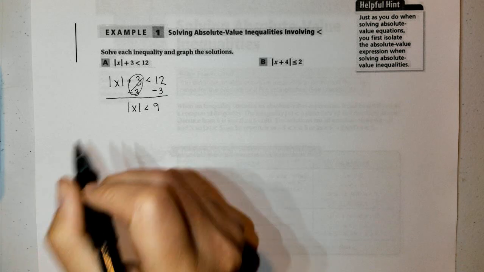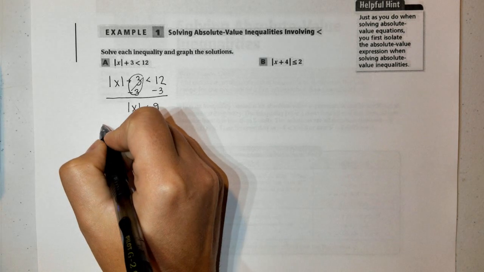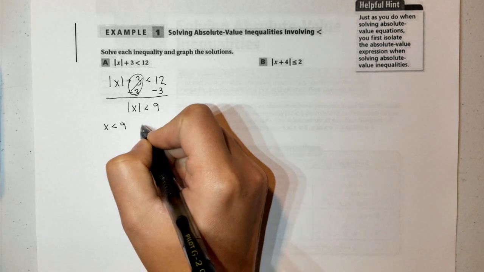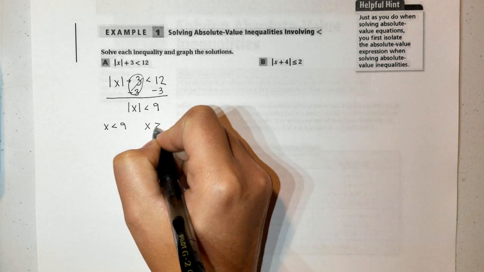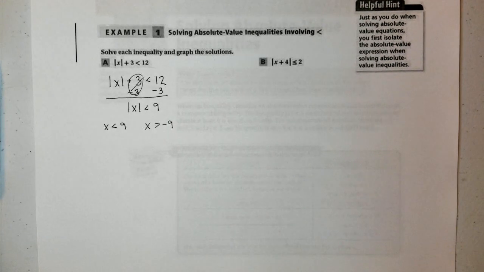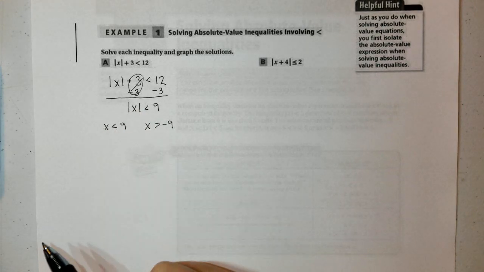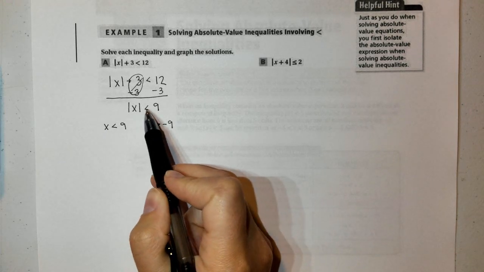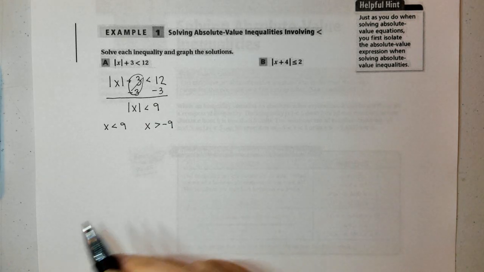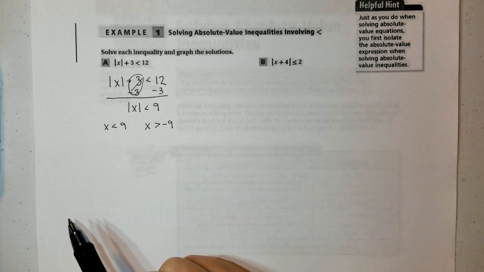So now I have the absolute value of x is less than 9, and I'm going to have two situations here. Either x is less than 9, and then the second situation is x is greater than -9. For the first one, you drop the absolute value symbols and write it exactly as is. For the second, you flip your inequality and change this to the negative value, the opposite. So our two cases here are x is less than 9 and x is greater than -9.